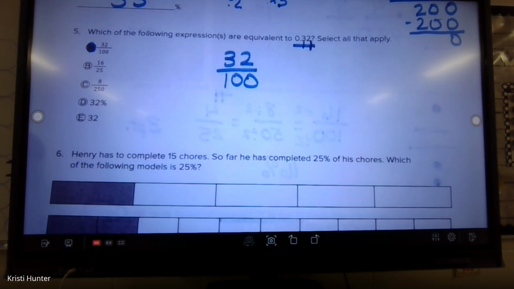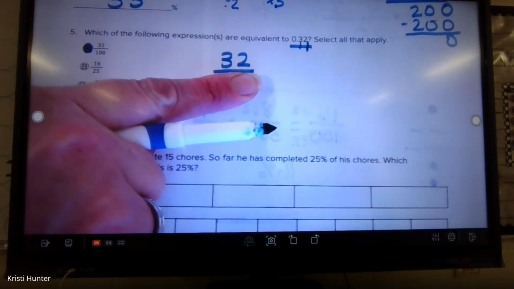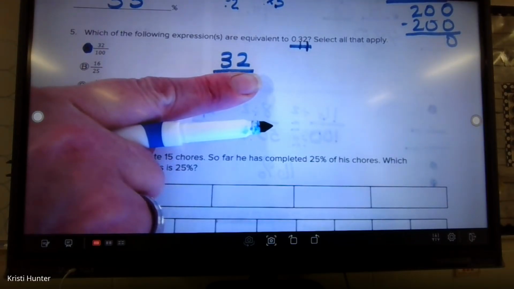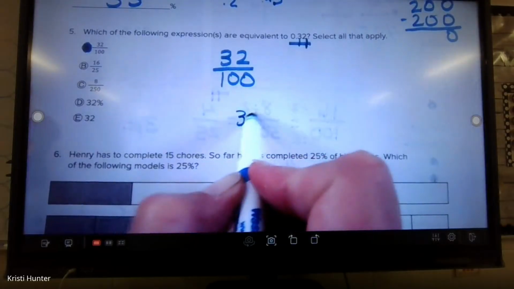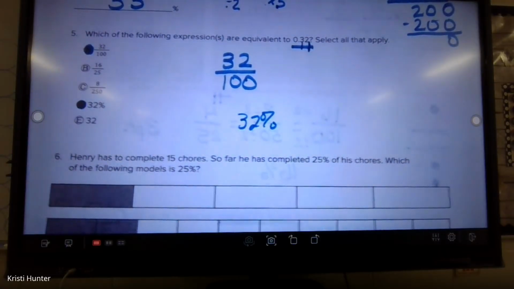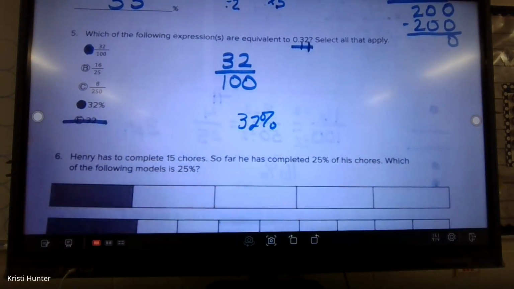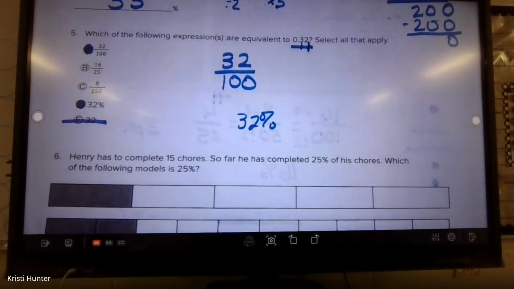Let's see. I could take off the hundredths. And now instead of 32 per 100, I have 32%. Let's see if that's an answer. That sure is. And now we've got to check the others. Well, I know E doesn't work because 32 is different than 32%. Taking something off, saying you can take $32 off, is very different than taking 32% off. So 32 doesn't work.